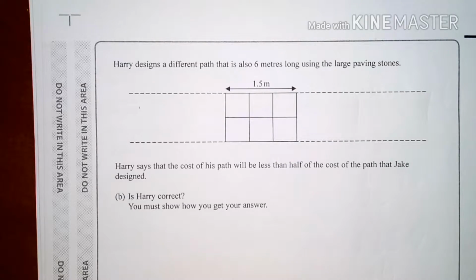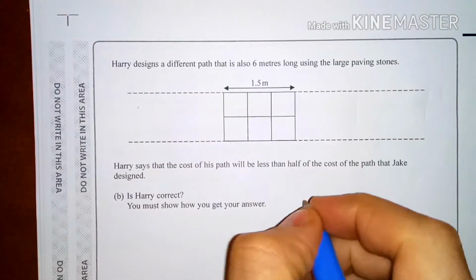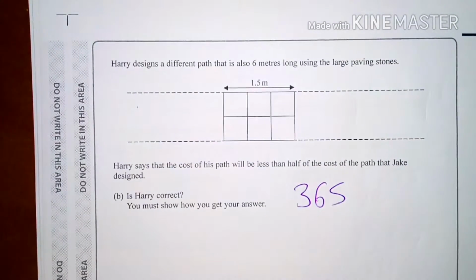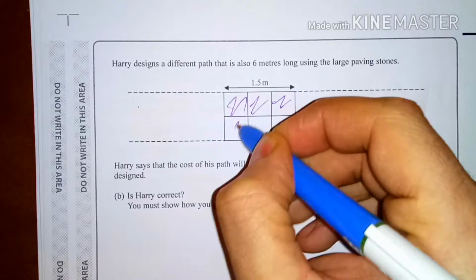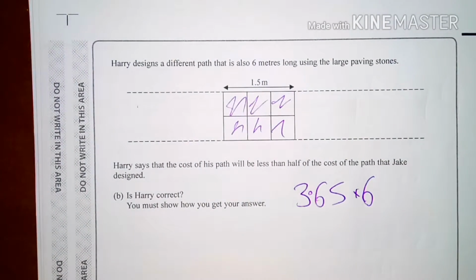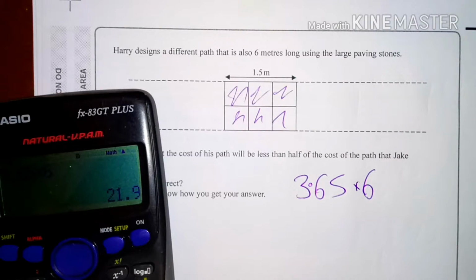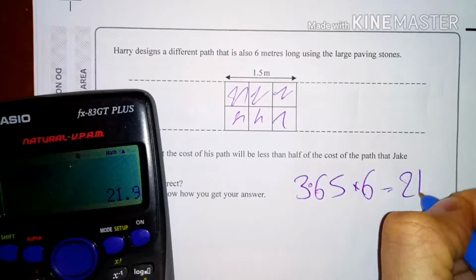Right, looking at the last one, the large paving stones are £3.65. I'm going to put £3.65. We've got 1, 2, 3, 4, 5, 6. So we have to times that by 6. Okay, get my calculator again. 3.65 times 6, which equals £21.9.